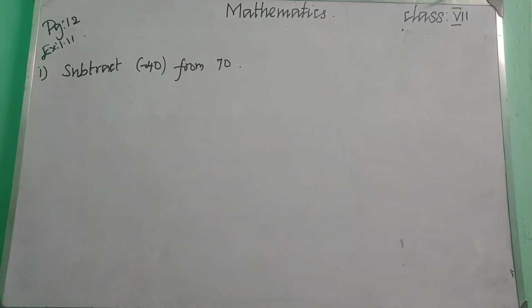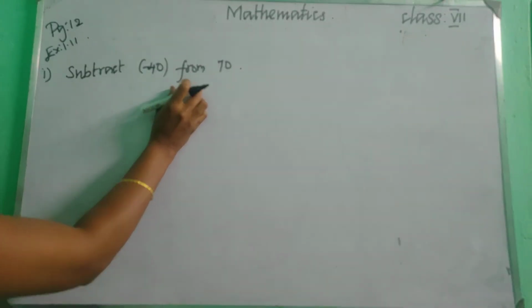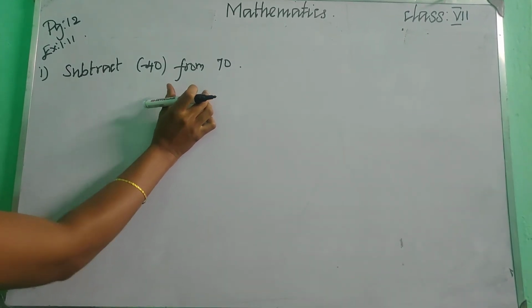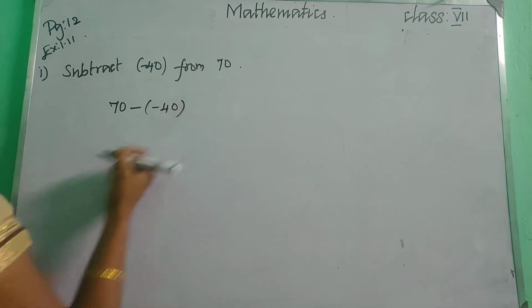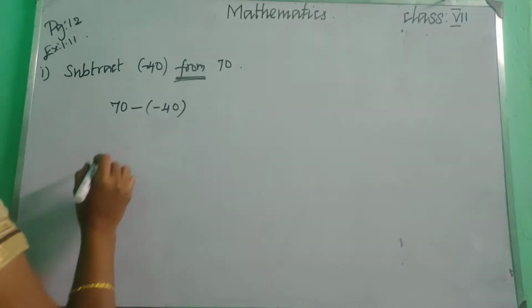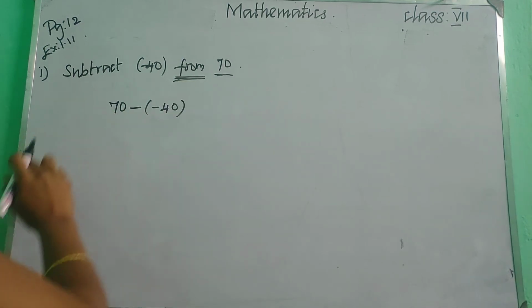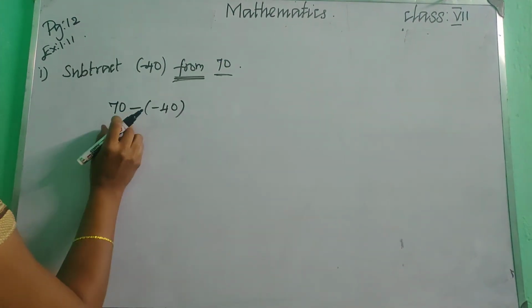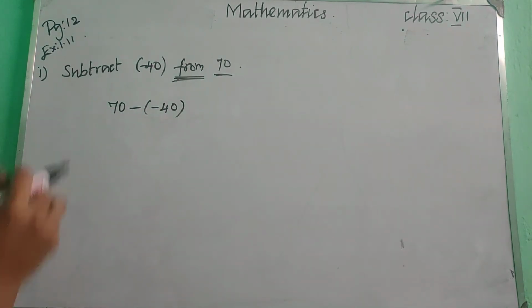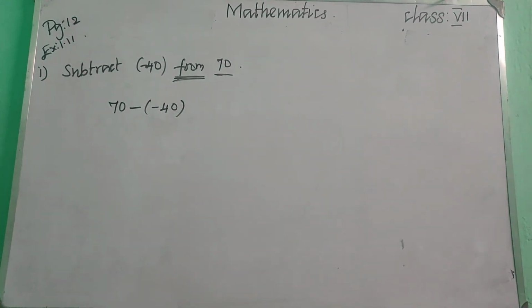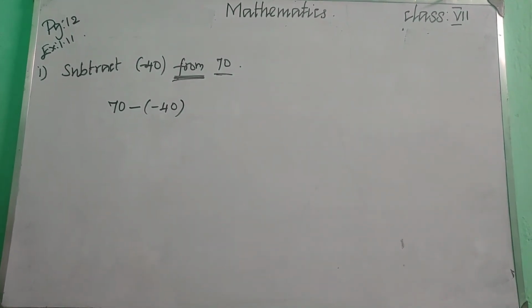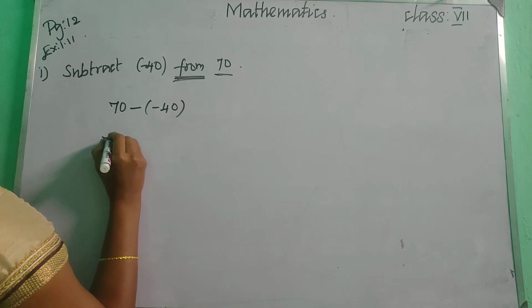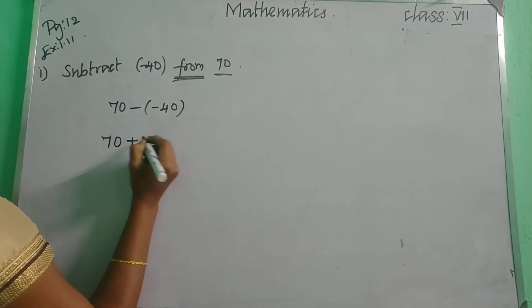So what do you mean by this from? In subtraction, if you have the word from, how will you write? We need to subtract, so 70 minus minus 40. Children, if the word from is there, you need to take this one as the first term. So 70 minus minus 40 is the question which was given to you. What does this minus 40 mean? We can write 70 minus of minus 40 as 70 plus.